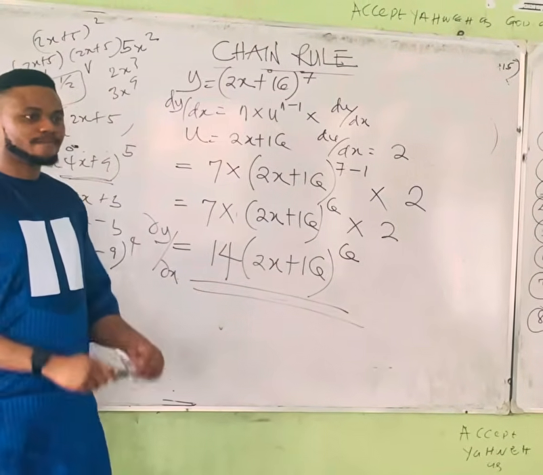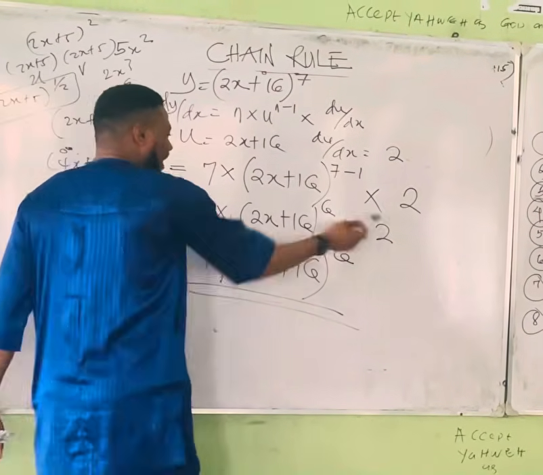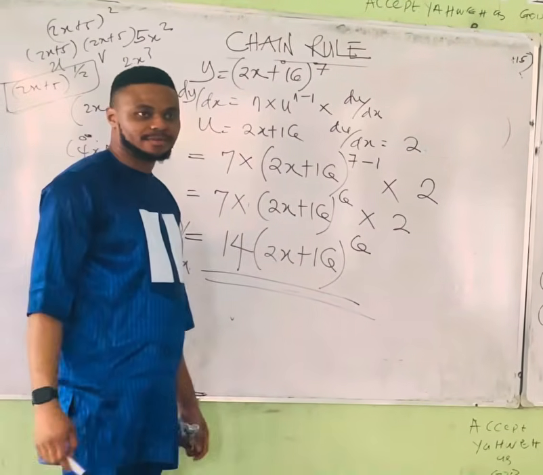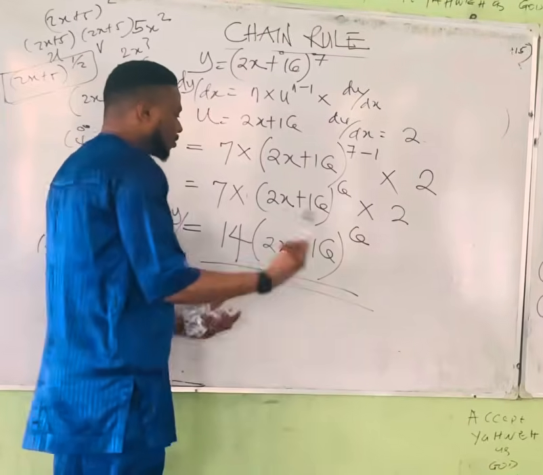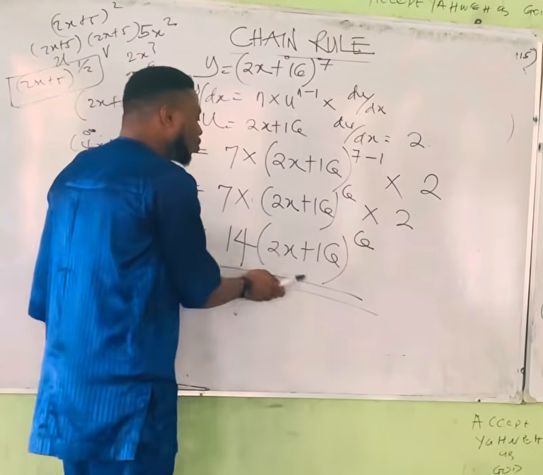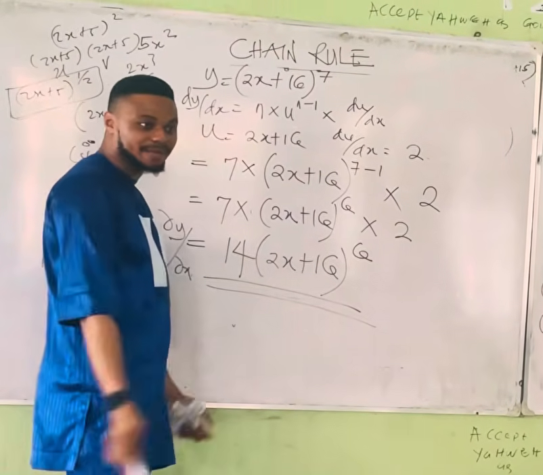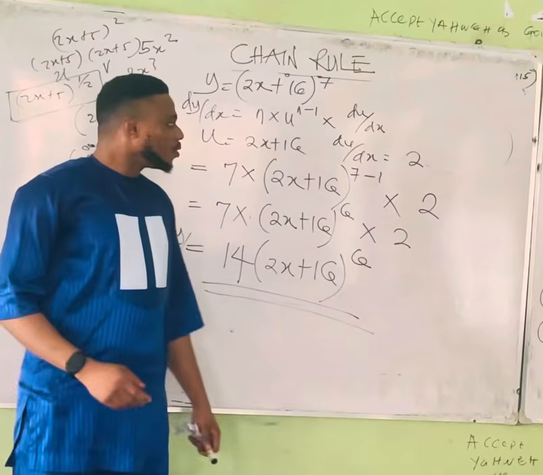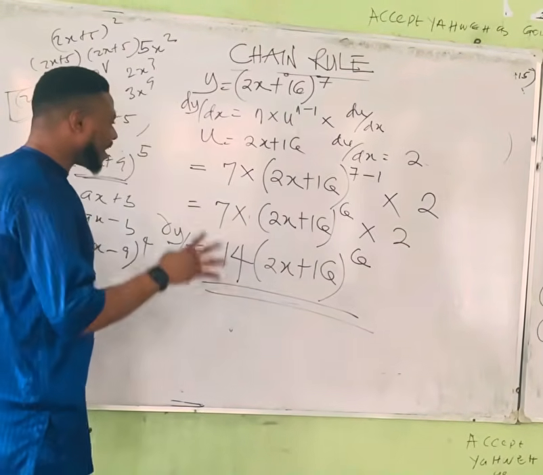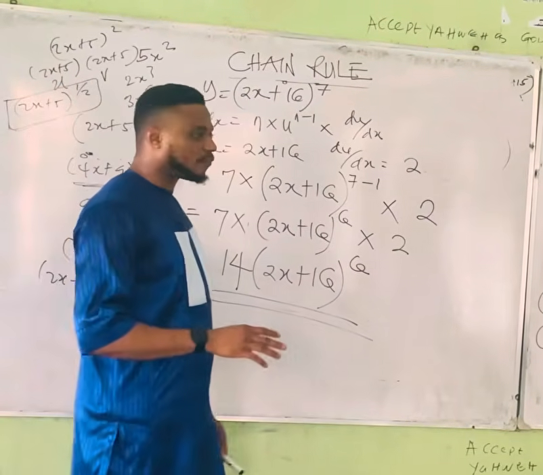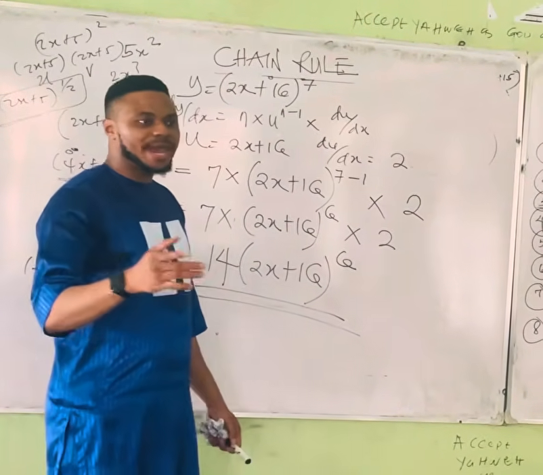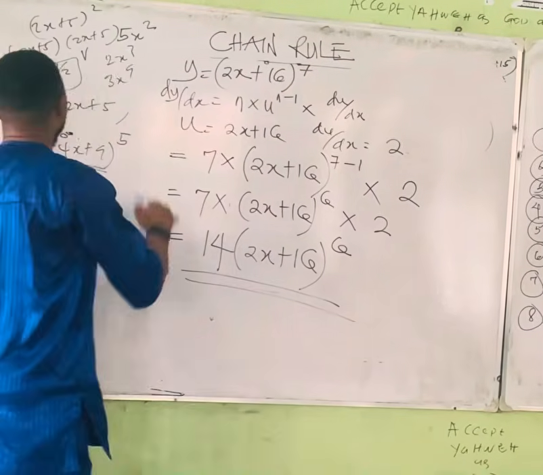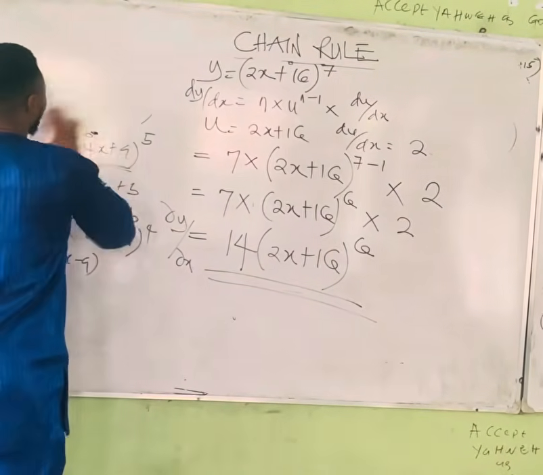Simple. So it's only the entities outside the brackets that you can multiply. 7 times 2 is 14, times the bracket 2x plus 16. Don't even expand it. This is how it will remain. So this is the general understanding of the chain rule when differentiating functions with higher powers. So you'll be trying to write it.